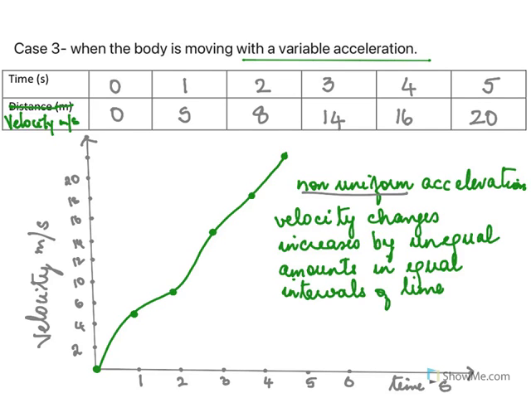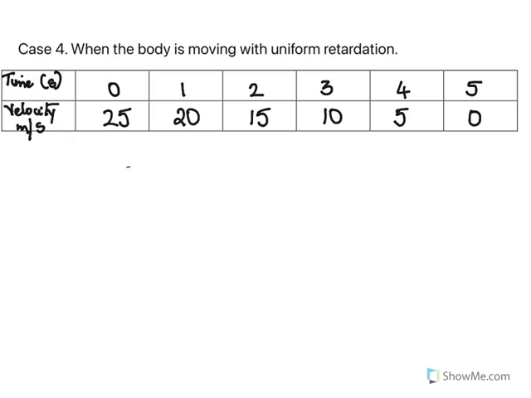So that's why we call it non-uniform acceleration, because the velocity does change, but by unequal amounts in equal intervals of time. That's non-uniform acceleration. Now in case 4, we draw a graph of a body moving with uniform retardation. Retardation is when there is a decrease in velocity.